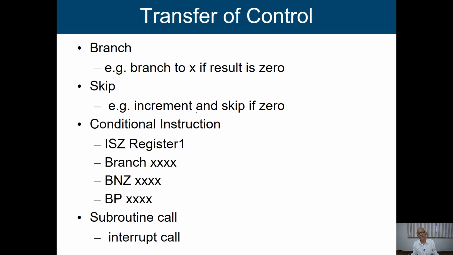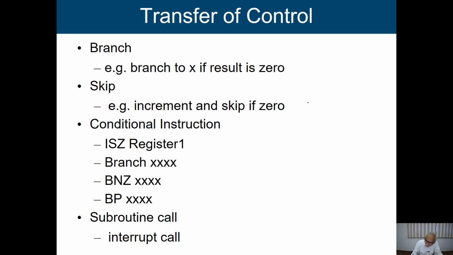Now we have some instructions which are known as transfer of control. So it says branch instruction, for example, branch to X if result is 0. Another instruction says skip, increment and skip if 0. Generally you keep on incrementing, or you can skip it if it is 0. Now what do we have basically? We are saying branch to some X or skip.